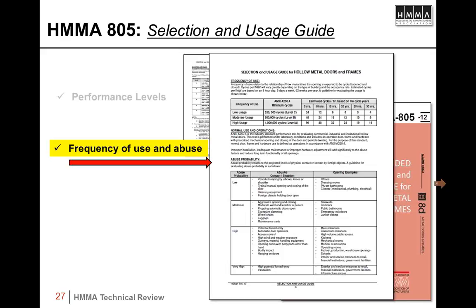This is basically outlined and categorized into low, medium, high, and very high levels. Each level includes abuse and opening examples. Now, this information was compiled and tabulated to give a guideline to target the correct product for the correct opening.